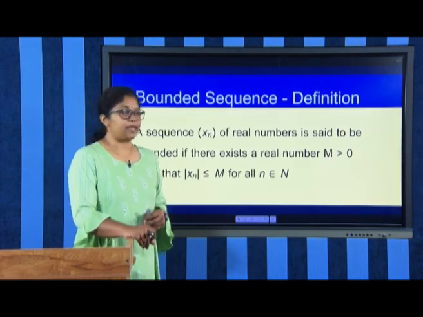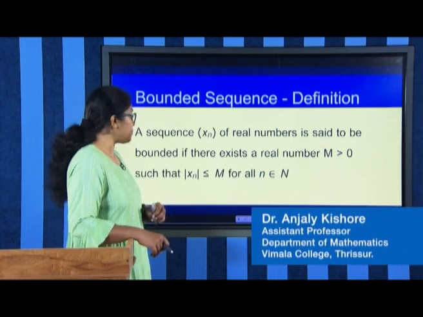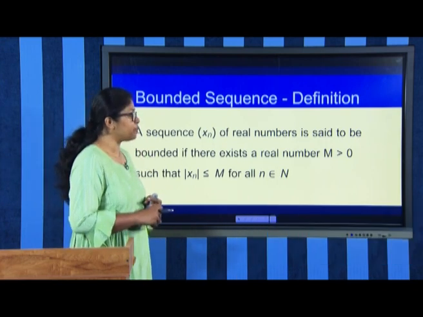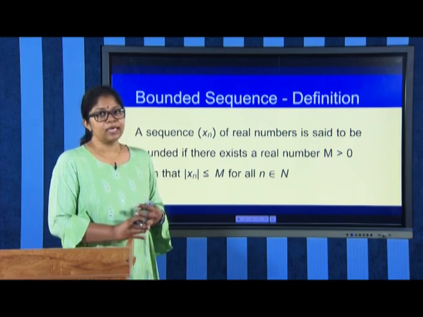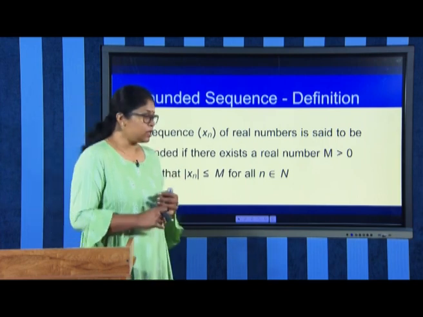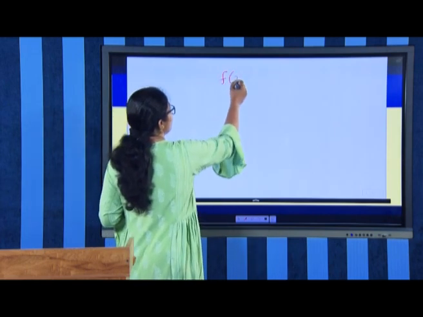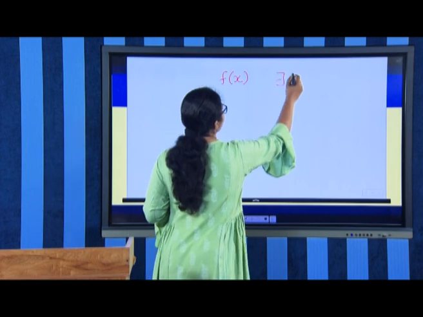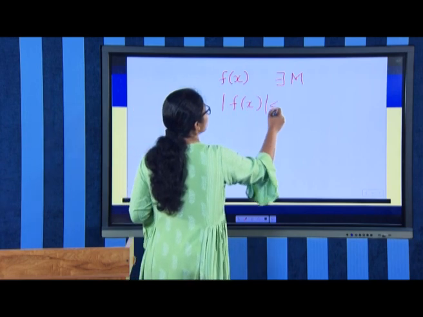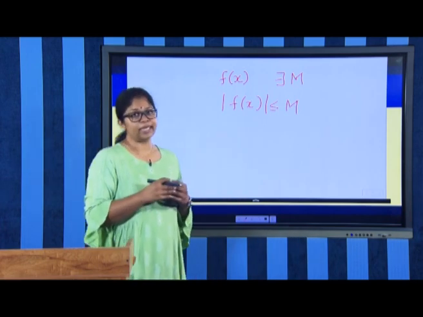A sequence xn of real numbers is said to be bounded if there exists a real number M greater than 0 such that modulus of xn is less than or equal to M for all n in the natural numbers. If we remember, we have seen the definition of a bounded function. What was the definition? A function f of x is said to be bounded if there exists some M such that modulus of f of x is less than or equal to M for every x belonging to the domain D.